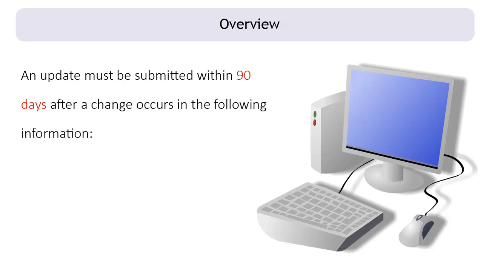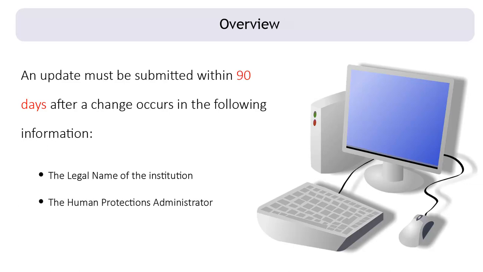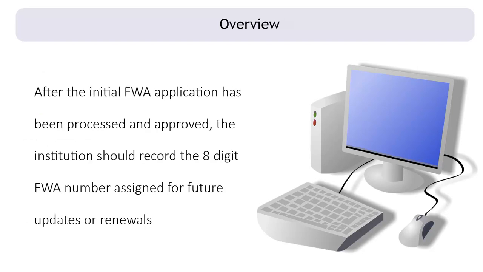An update must be submitted within 90 days after a change occurs in the following information: the legal name of the institution, the Human Protections Administrator, the signatory official. After the initial FWA application has been processed and approved, the institution should record the 8-digit FWA number assigned for future updates or renewals. At this point, we are going to walk through the steps associated with applying for a new FWA.